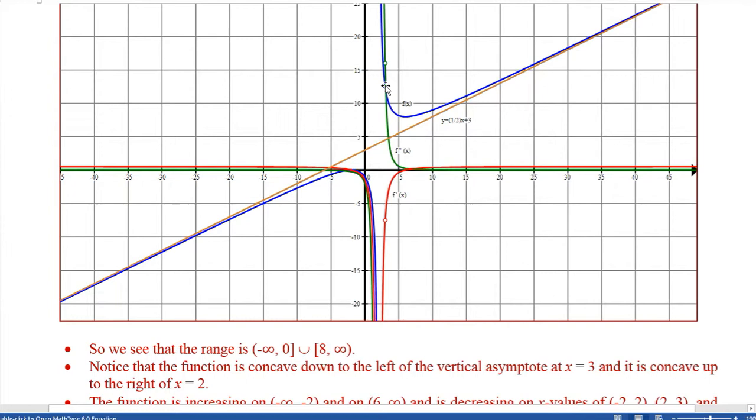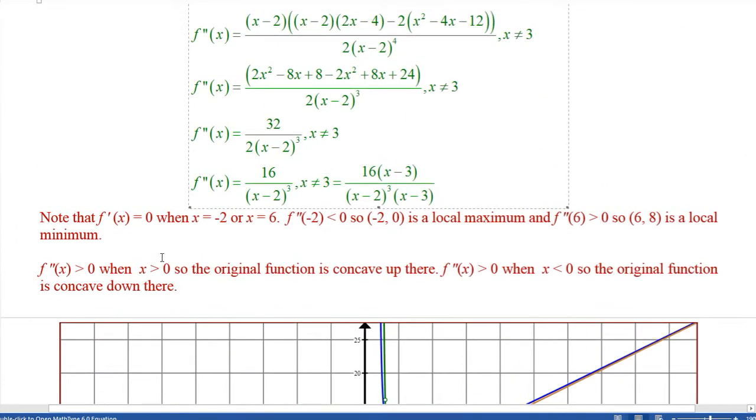Even between 2 and 3, which is where the hole is, and wherever this is, I think it was 6, wasn't it? 6 comma 8, yeah.